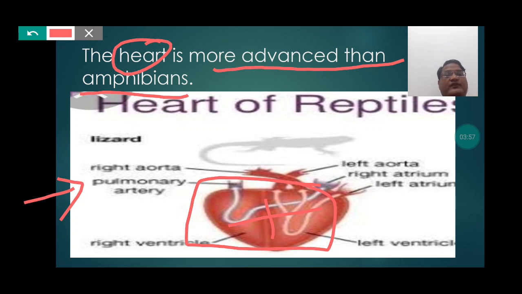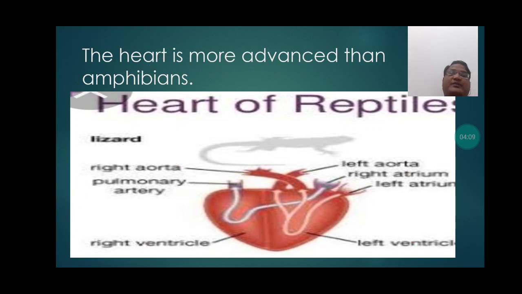where we can find the right atrium, the left ventricle, the right ventricle. So we can say that partially the heart is four-chambered, which is obviously quite better in comparison to the amphibian's heart, where the amphibian's heart is three-chambered.